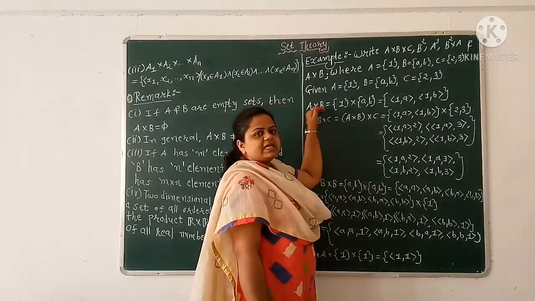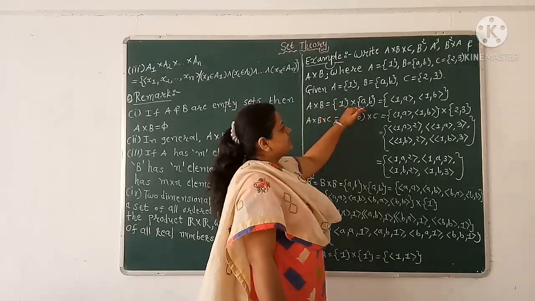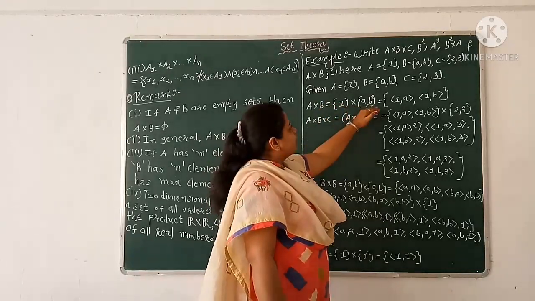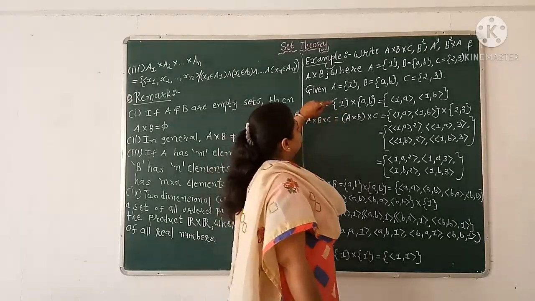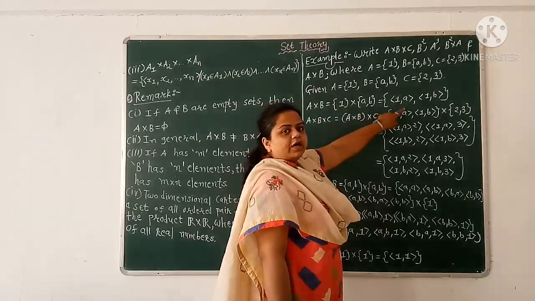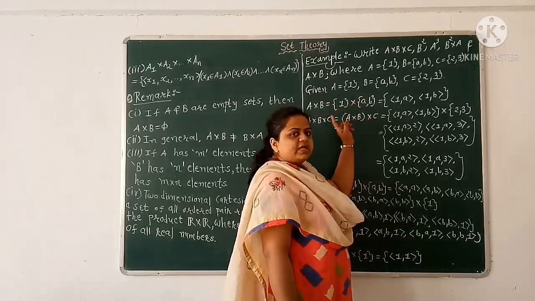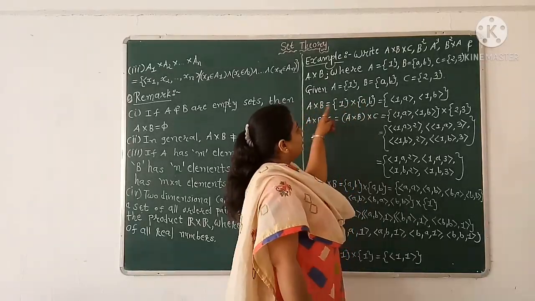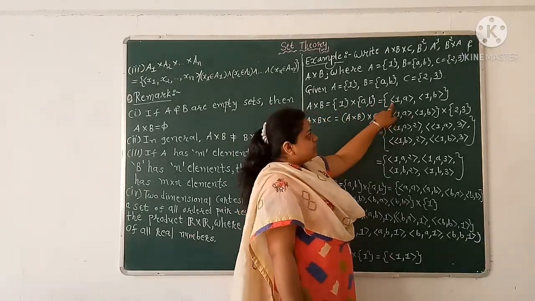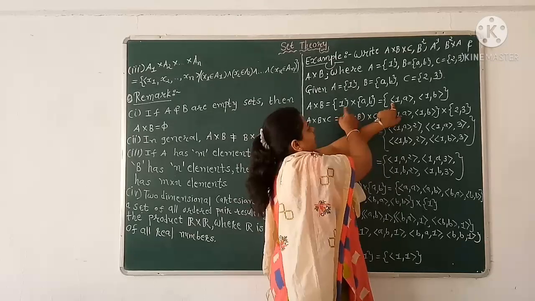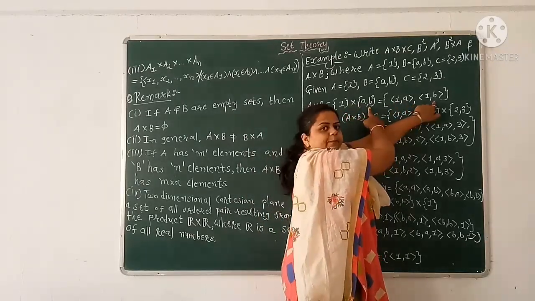Now, A cross B is equal to {1} cross {a, b}, which is the set of ordered pairs where the first element of the ordered pair is from A and the second element is from B. So here we have A cross B equal to the set of ordered pairs (1, a) and (1, b).